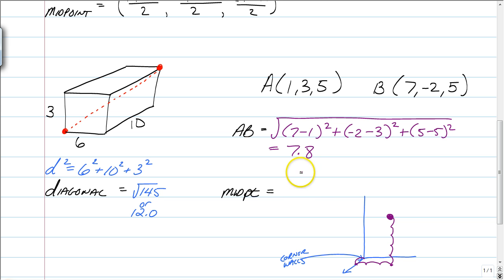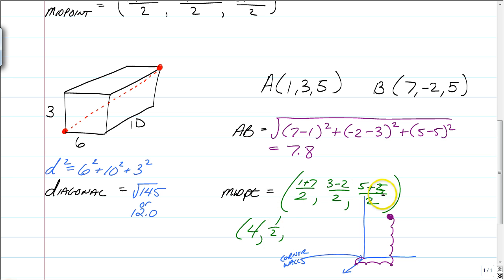And midpoint, same as 2 space, except for now we have 3 letters. So you're just going to take the sum of your x's, 1 plus 7 over 2, comma. Your sum of your y's, 3 minus 2 over 2, comma. And then the sum of your z's over 2. And then you're just going to get 8 divided by 2 is 4. 1 divided by 2 is 1/2. 10 divided by 2 is 5. And that would be the midpoint of A and B. All right, so that's basically it. It's just kind of tying three-dimensional objects together.